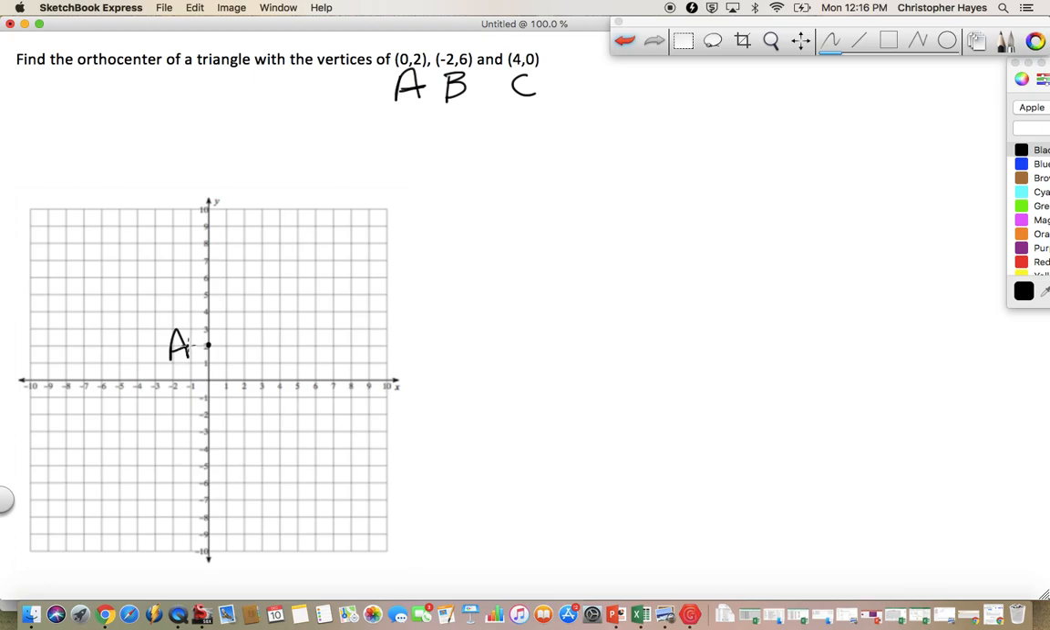That's going to be A. B is going to be at negative 2, 6. That's going to be right here. Negative 2, 6 is going to be B. And then finally C is at 4, 0. That's going to be here, C at 4, 0.